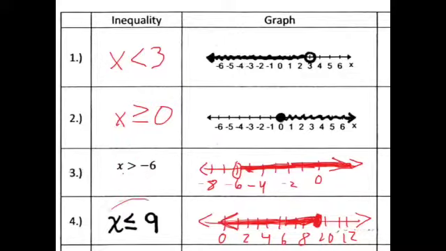And when you get to 4, this one says that x is less than or equal to 9. So draw your number line and put a circle at 9. And make sure you fill it in because it says less than or equal to. And since it says less than, we need to shade to the left. So that's why this one's shaded to the left.